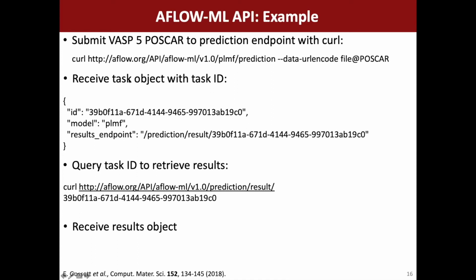Then this gives you back a task object, which is a JSON object that looks like this. Here we have the task ID, and this is the results endpoint that we have to query. So we replace the PLMF/prediction with prediction/result and then this task ID number, and this will send you back the results object.